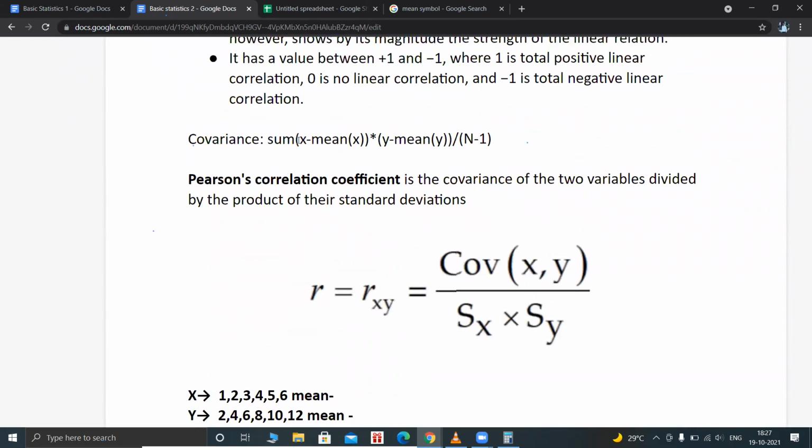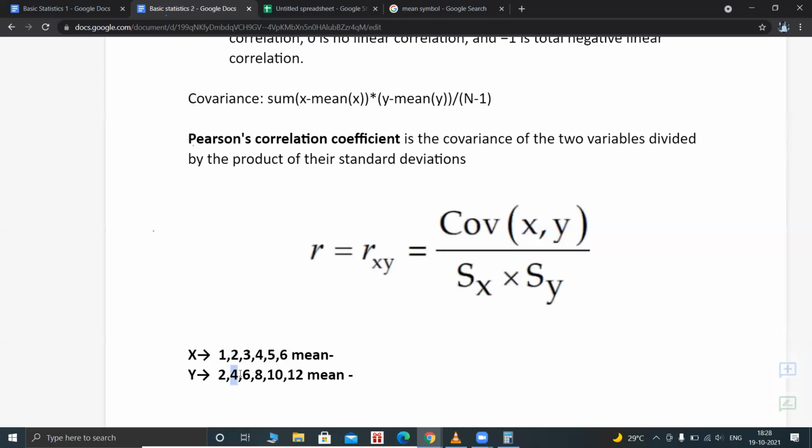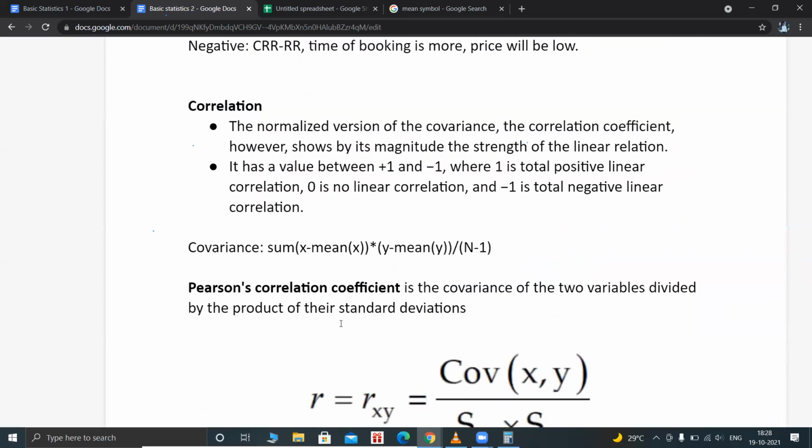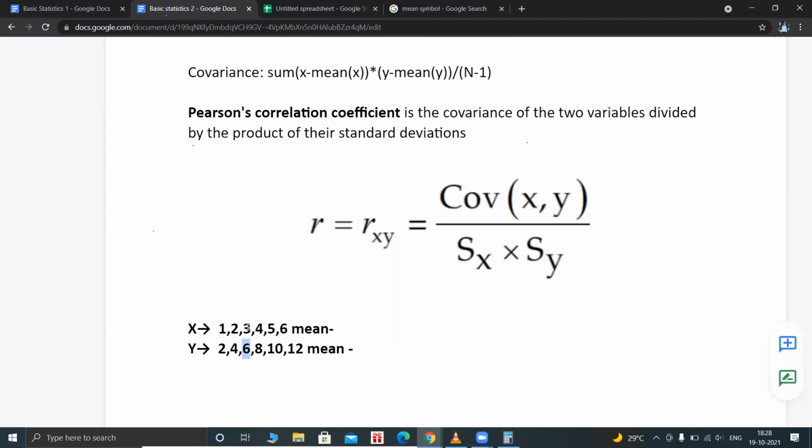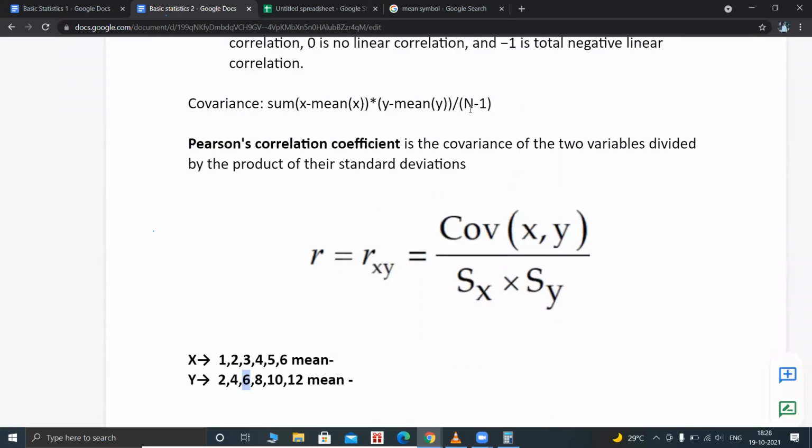So the covariance is this sum, which is nothing but the addition of all values. That is 1 minus mean of x into 2 minus mean of y, plus 2 minus mean of x into 4 minus mean of y, plus 3 minus mean of x into 6 minus mean of y, and so on, divided by how many data points were there, guys? 1 2 3 4 5 6, right? So 6 minus 1, how many, guys? 5.